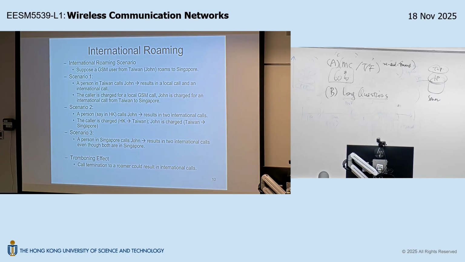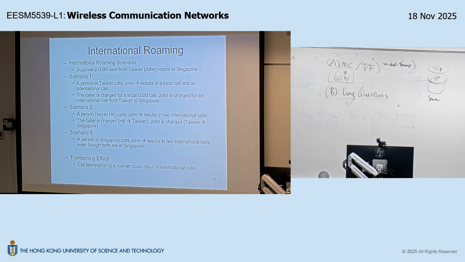So if John answers the phone, usually the caller is charged with a local GSM call. And that's fair, because to the caller, I'm just calling a Taiwan number. I thought I'm making a local call, right? But John is aware that he is in Singapore. So if he chooses to answer the call, John will be charged for an international call from Taiwan to Singapore. And this arrangement is fair, right? So that's not an issue.